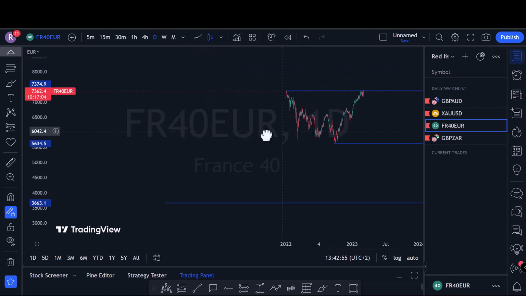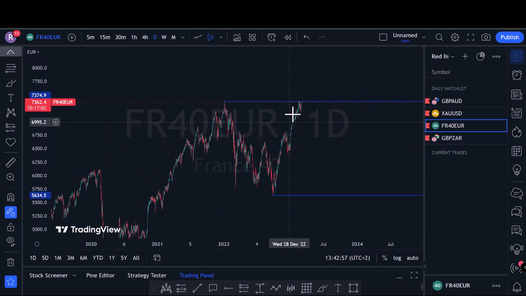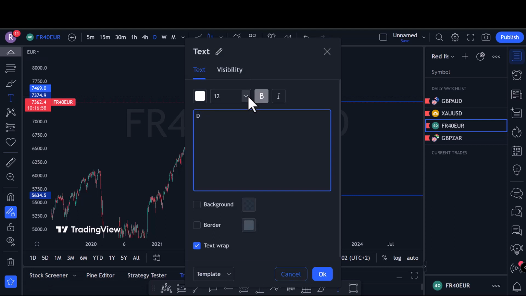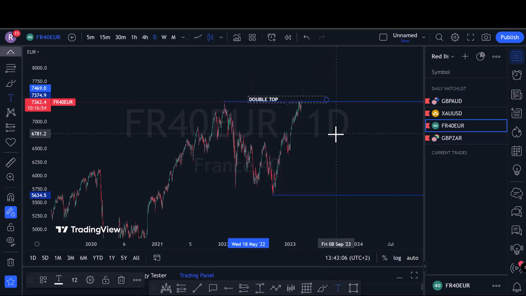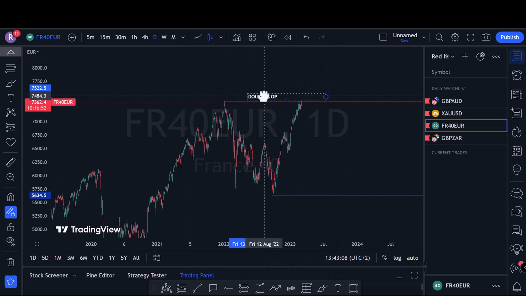We're looking for a bias now. As you can see, guys, what is this? I've been saying this since the start of the video. This is a double top, and then what are we looking for now? We're looking for a sell.